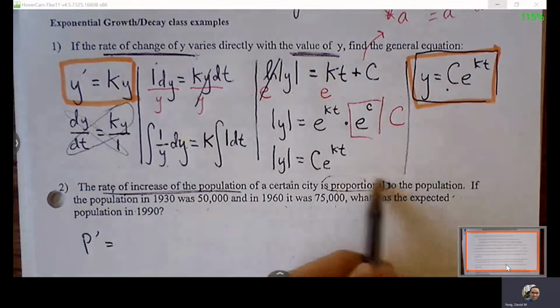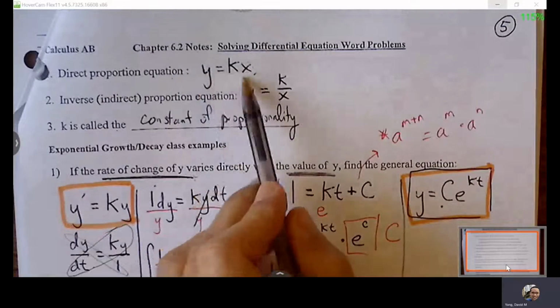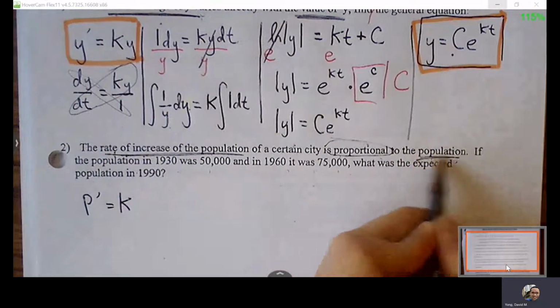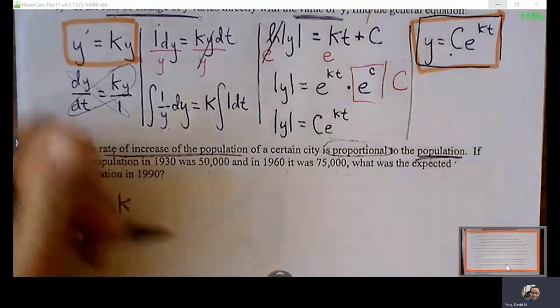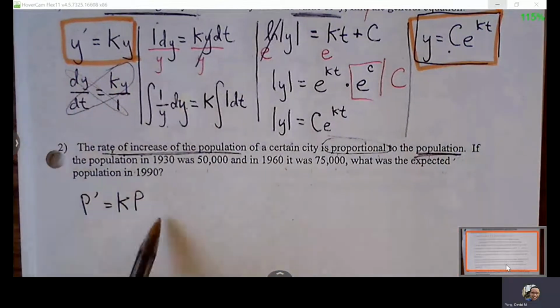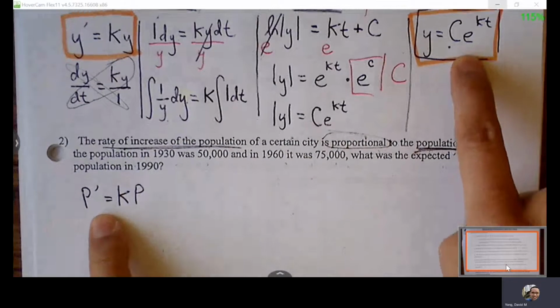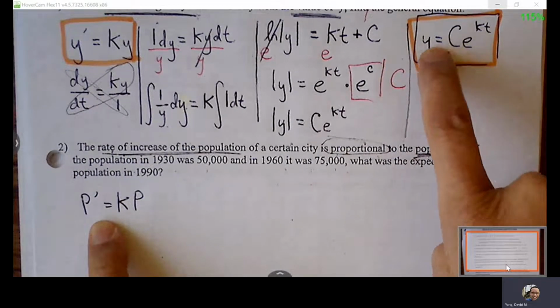Is proportional. So you know it's going to be in the form of everything in the numerator here, y equals kx. And the last variable is population, which is just P. P prime equals Kp, y prime equals Ky. It lines up nicely. It's just that now our variable is P instead of y.